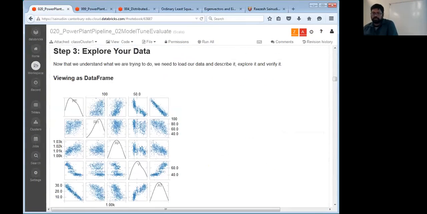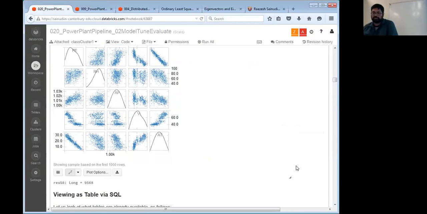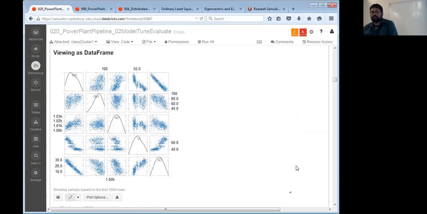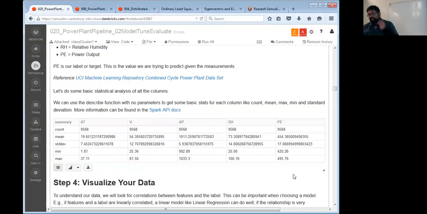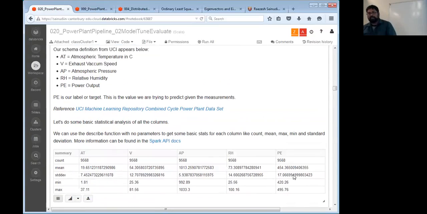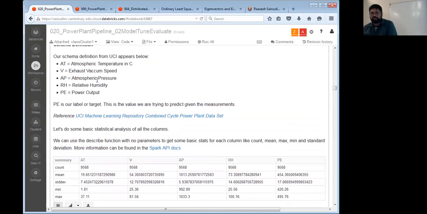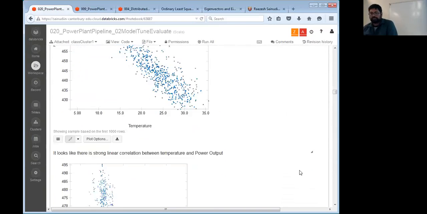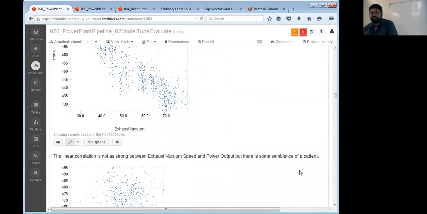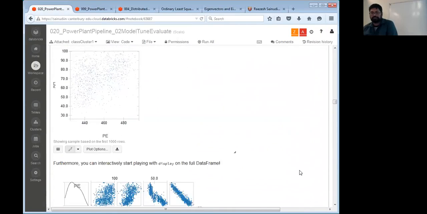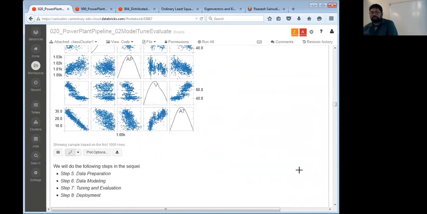So you remember we saw all of this and we said, oh, there's a negative correlation for one particular variable, but everything else looks kind of globby. And then we loaded up this data frame with atmospheric temperature, exhaust vacuum speed, atmospheric pressure, relative humidity, and what we are now trying to predict is power output. So these are the visualizations. Temperature versus power was a very strong negative correlation, and the others were not so strong. So this is the pairwise plot.